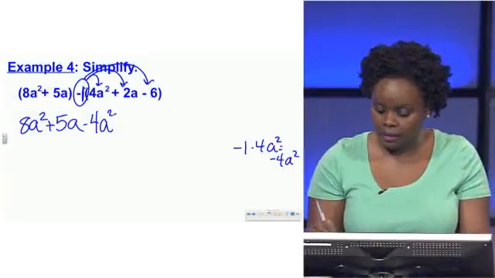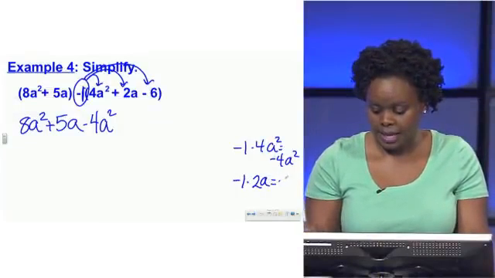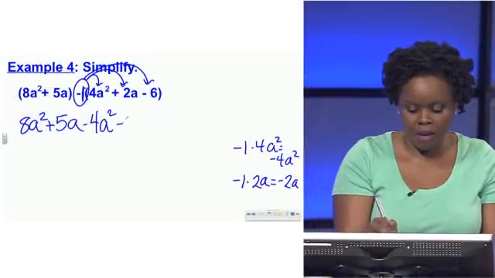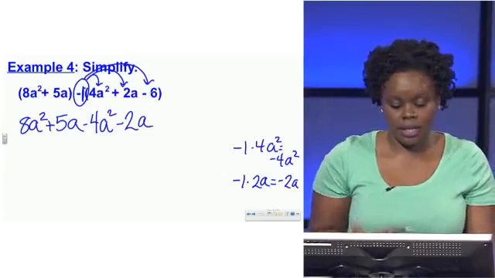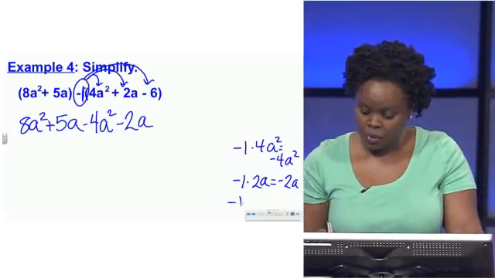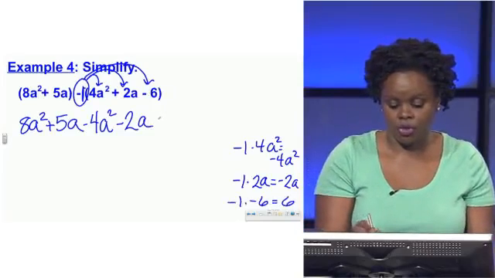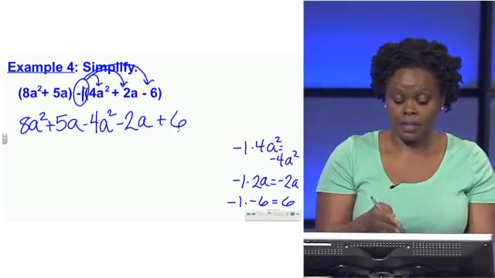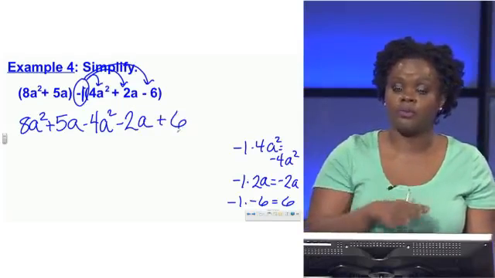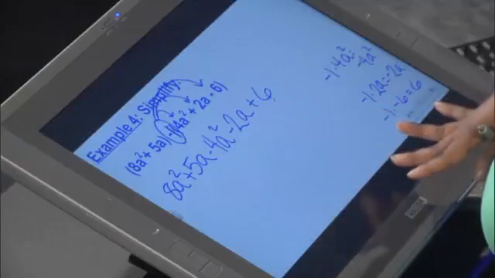Now we need to multiply that -1 times the 2a. So -1 times 2a, that's -2a. So minus 2a. Now I need to distribute that -1 to that -6. So -1 times -6, that's a +6. So +6. So now that I've rewritten the problem, and because it was subtraction and involved me distributing that -1 throughout, now I can continue on to simplify this expression.